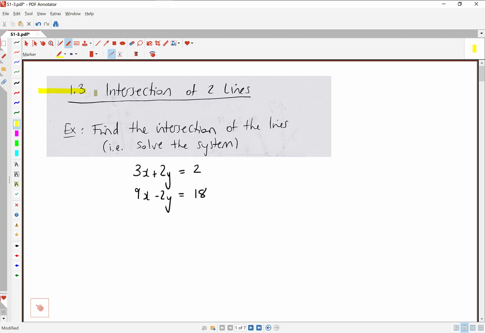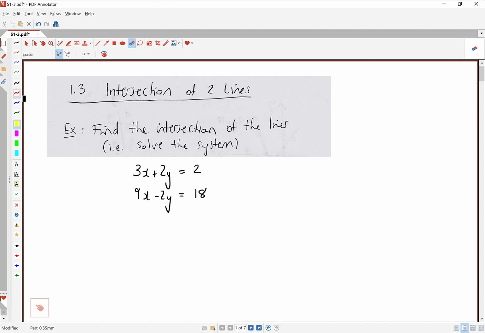In this video, we're going to talk about the intersection of two lines. For our first example, let's find the intersection of the two lines, or if you say this differently, let's solve the following system. There are many methods for solving a system like this, and we're just going to cover one of the methods in this class.